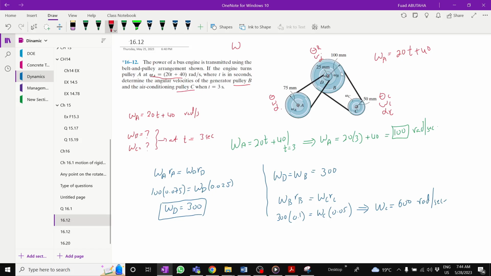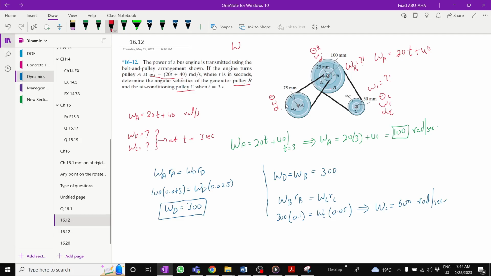So for pulley P, he needs omega P, and what is omega C. So this one is just linked with the omega. He doesn't give any information about theta or alpha, so it will be so much easier.